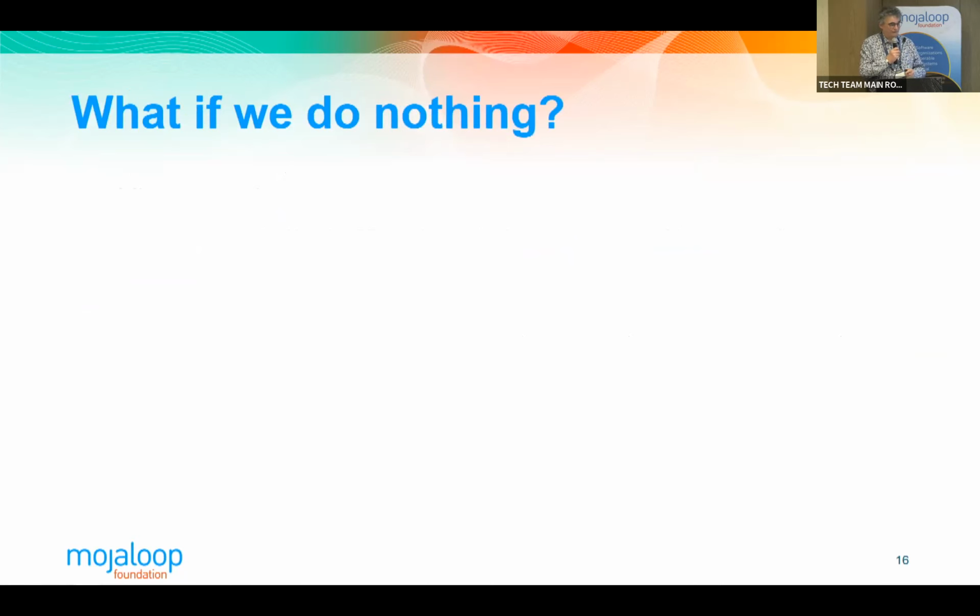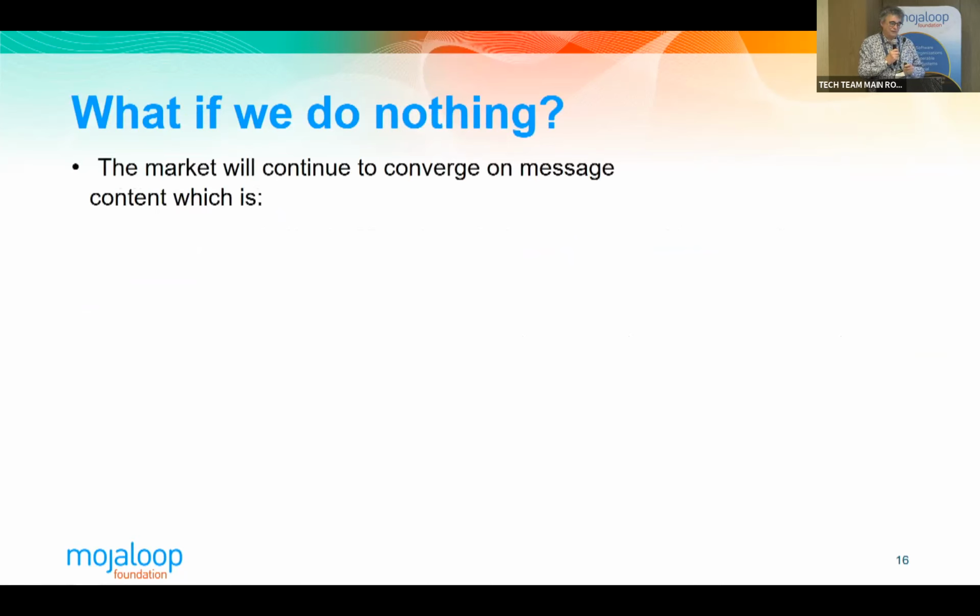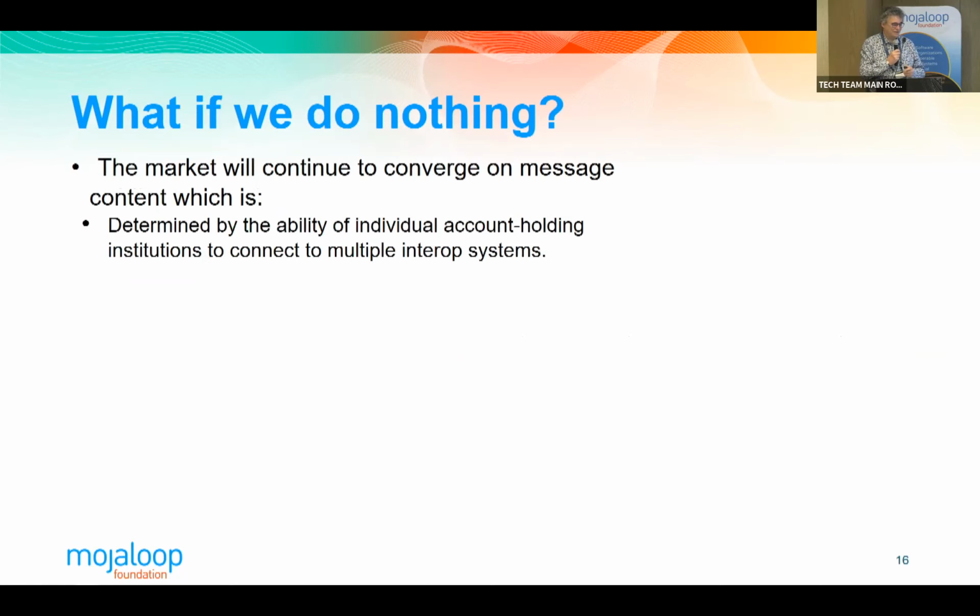What if we do nothing? Well, the market will continue to converge on message content which is determined by the ability of individual account holding institutions, banks or mobile money systems, or village savings and loan associations or credit unions, to connect to multiple interop systems using different message types.